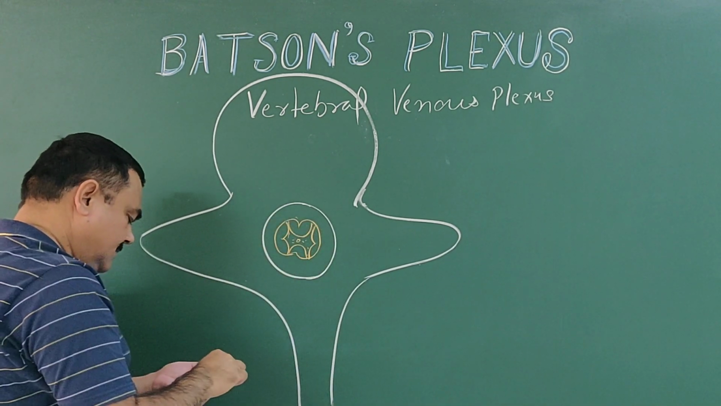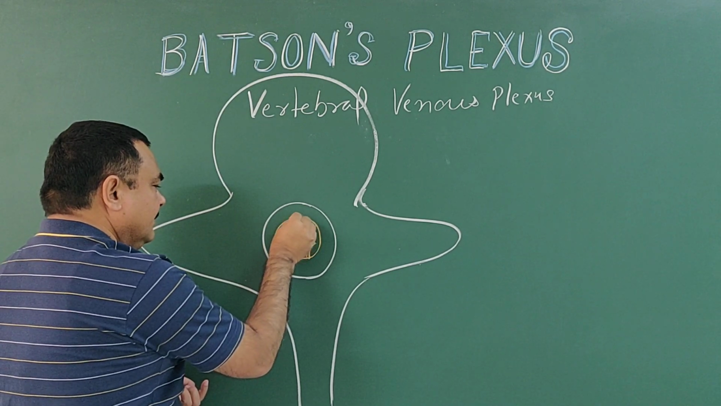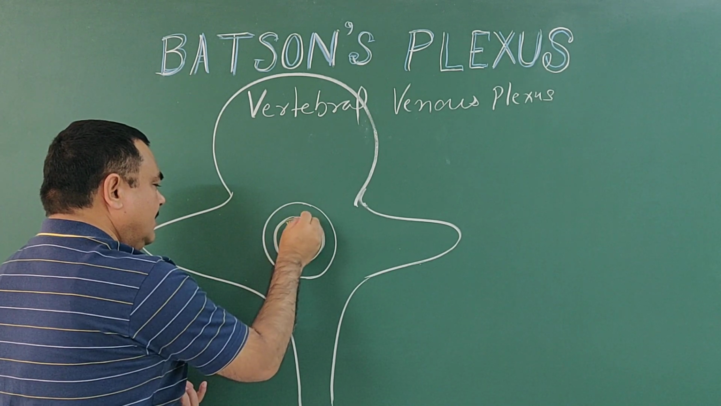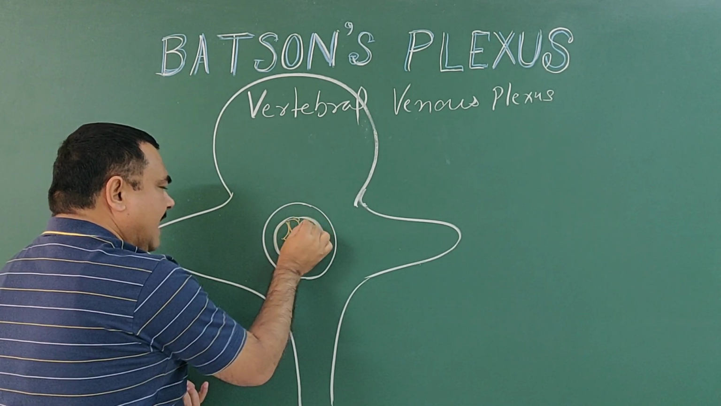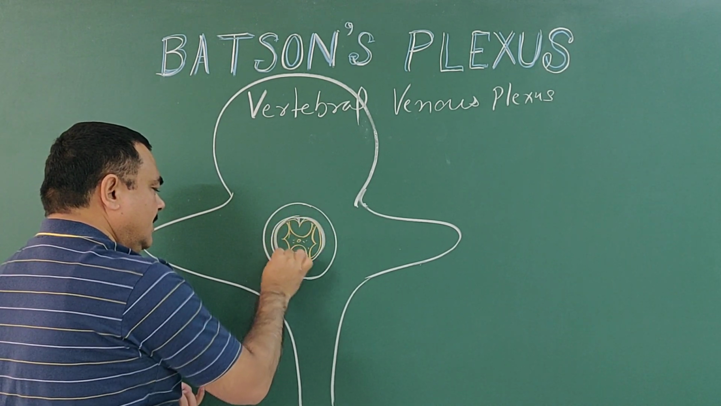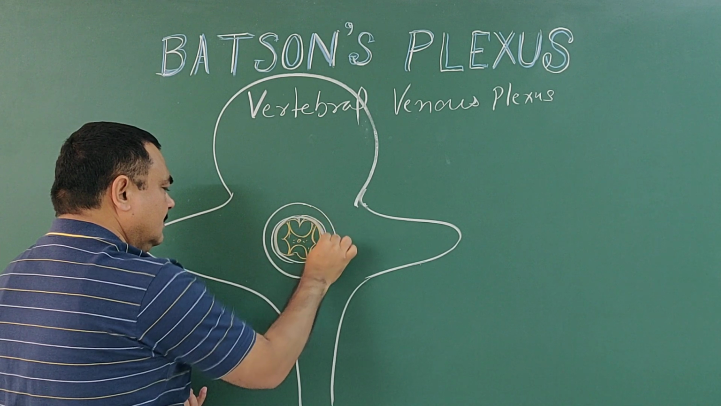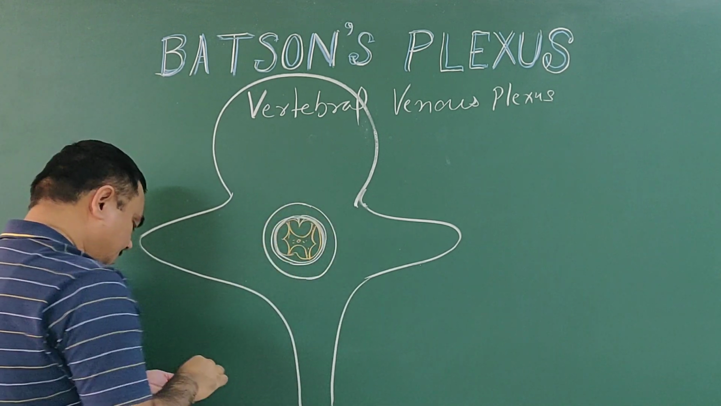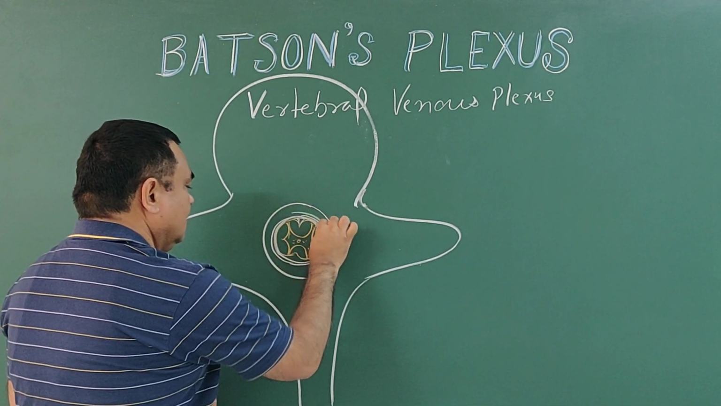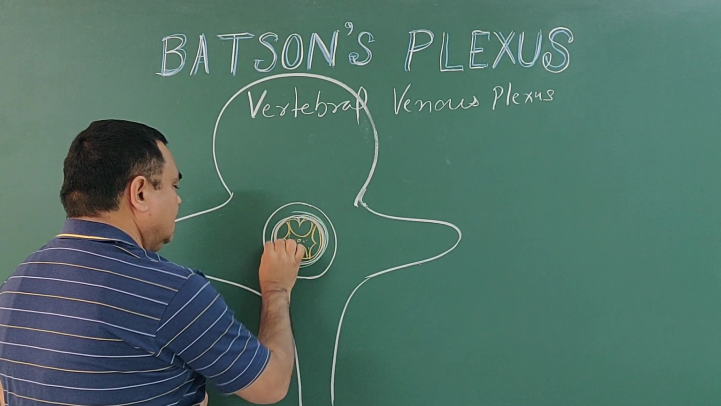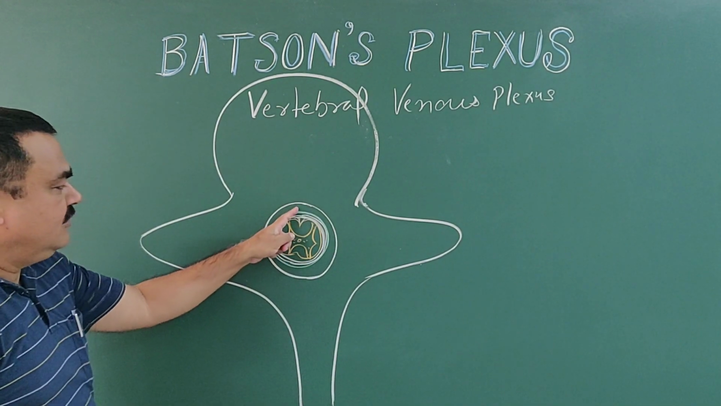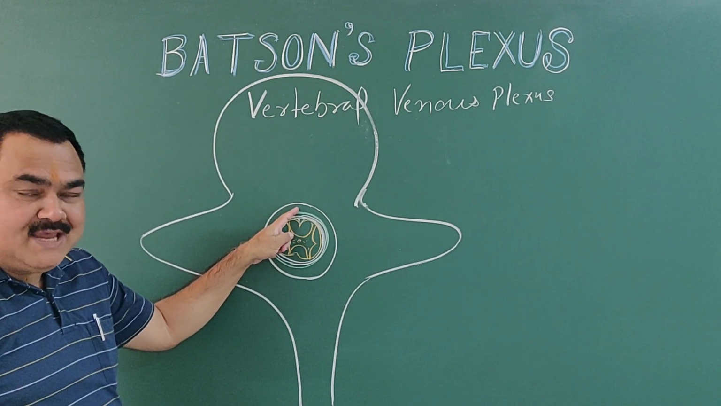And there are coverings of the spinal cord: dura mater, arachnoid and pia mater. Pia mater is innermost, then arachnoid, then dura mater. Outermost is dura mater. This is dura mater. Outside the dura mater is the epidural space.